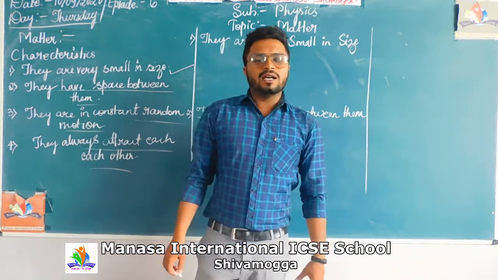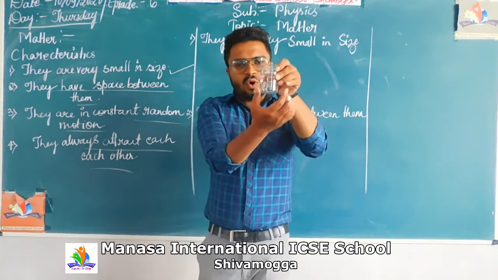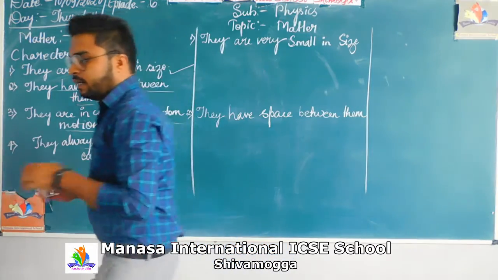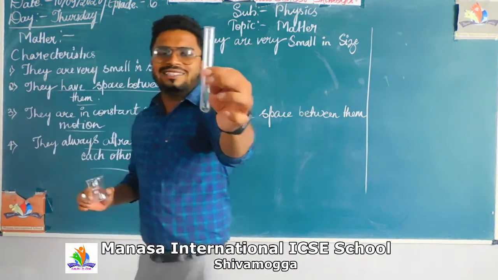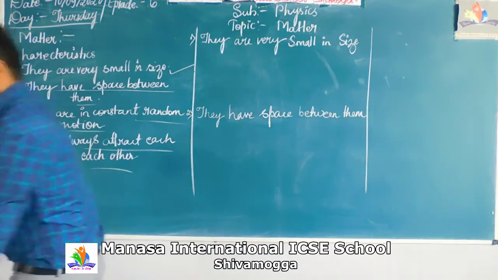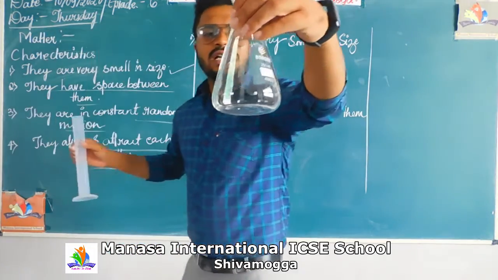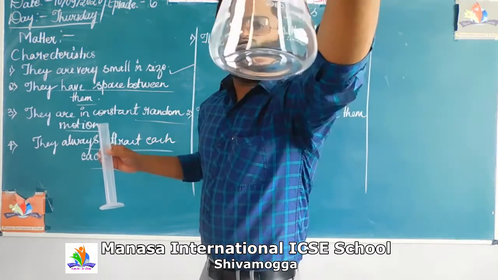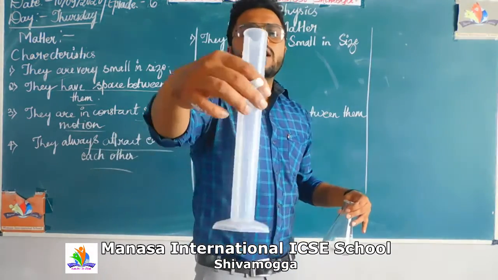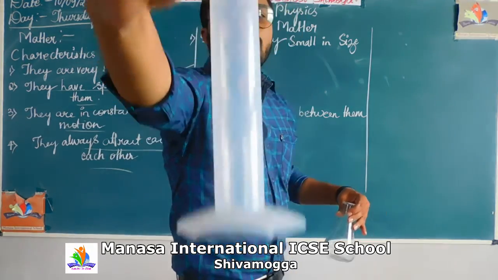There will be one beaker. You need to take a beaker. Okay, this is a beaker. What is this? See, students, this is a beaker. This is a test tube. Okay, and this is a conical flask. This one is your conical flask. This is your measuring cylinder. What is this? Measuring cylinder.